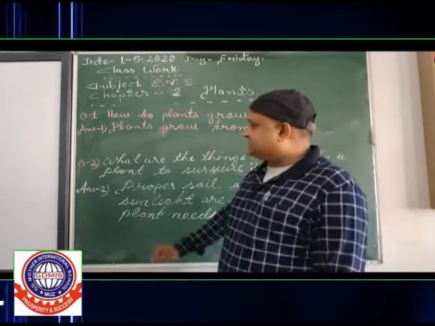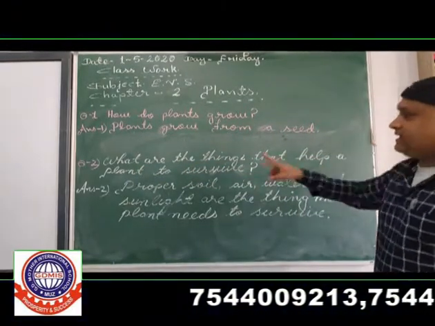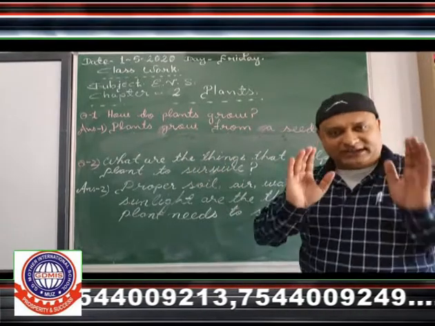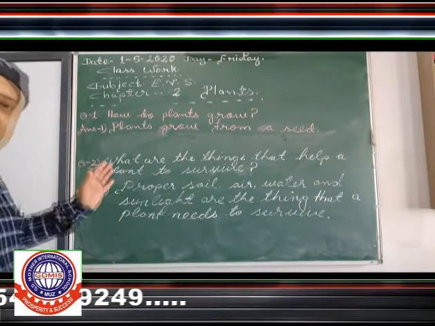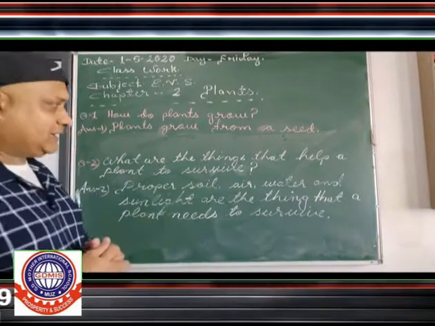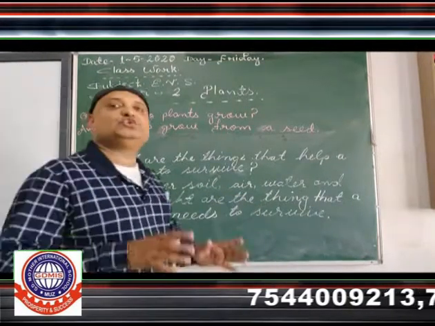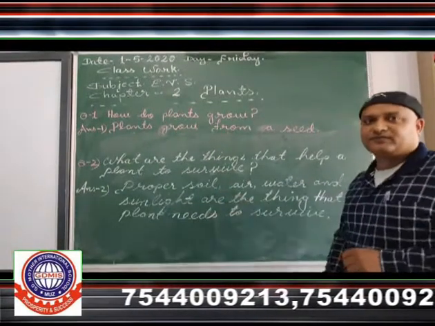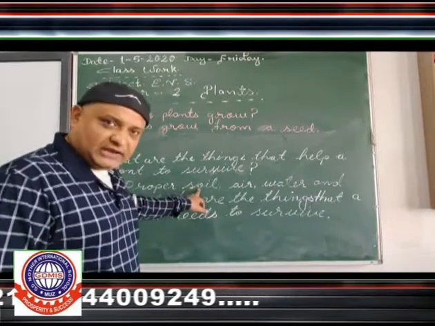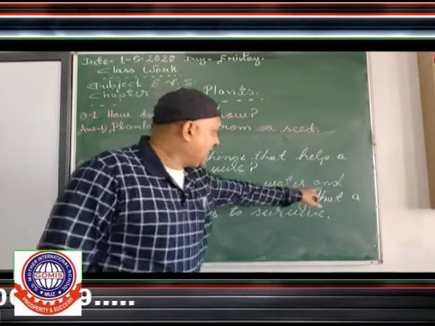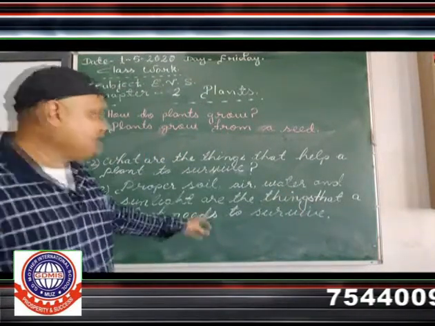Another important question is, what are the things that help a plant to survive? Your answer is proper soil, air, water and sunlight are the things that a plant needs to survive. Again I am repeating the answer for you. Proper soil, air, water and sunlight are the things that a plant needs to survive.